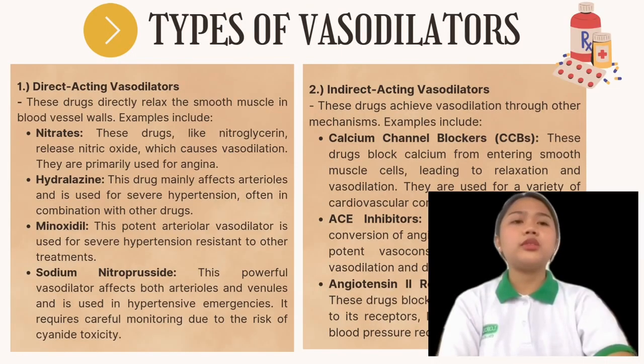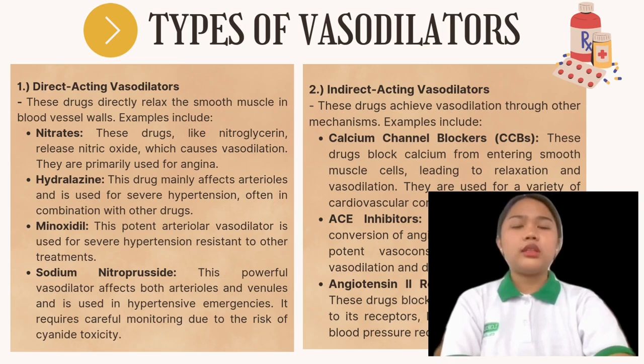Here are the main types of vasodilators. First, direct-acting vasodilators. These act directly on blood vessels to induce relaxation. Examples include nitrates. These drugs like nitroglycerin release nitric oxide, which causes vasodilation. They are primarily used for angina. Second, hydralazine for severe hypertension. Next, minoxidil for resistant severe hypertension. Lastly, sodium nitroprusside for hypertensive emergencies, requiring careful monitoring due to cyanide toxicity.